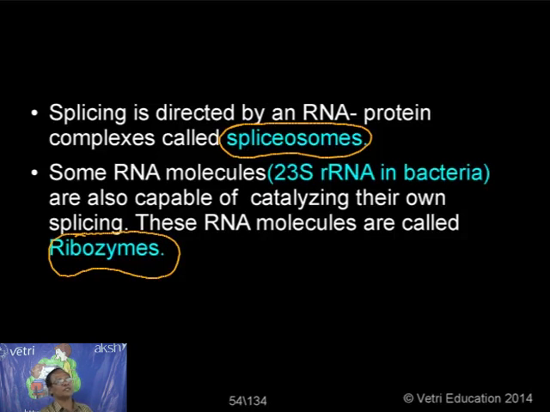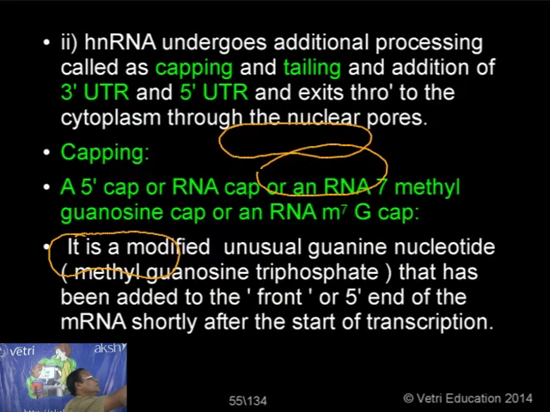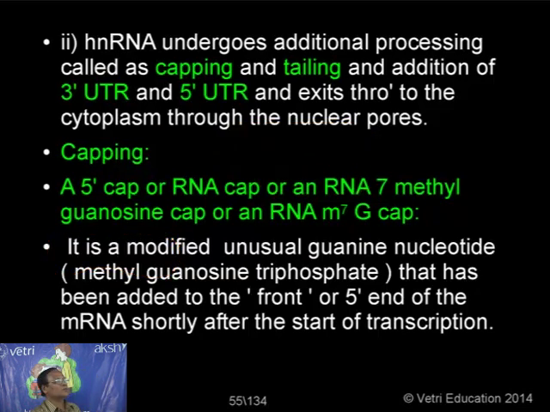For example, in the case of bacteria, one RNA, namely 23S ribosomal RNA, acts as an enzyme capable of catalyzing the process of splicing. So in such instances, we can say that the RNA molecule plays a catalytic role, hence called ribozymes. That is an example of an enzyme activity brought about by an RNA molecule, the catalytic activity. Now, number 2. Under the complexity number 2, one is splicing.